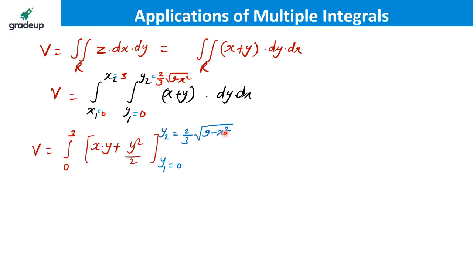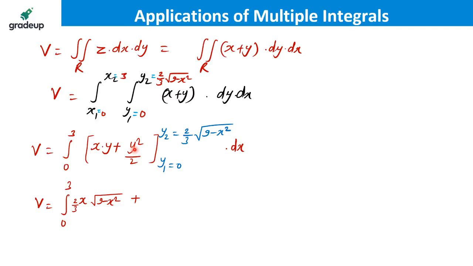So 2 by 3 root of 9 minus x square. Y1 equal to 0. Now we have dx. Put the limits here. Y, x as it is. In place of y, 2 by 3 root of 9 minus x square. Plus y square by 2.